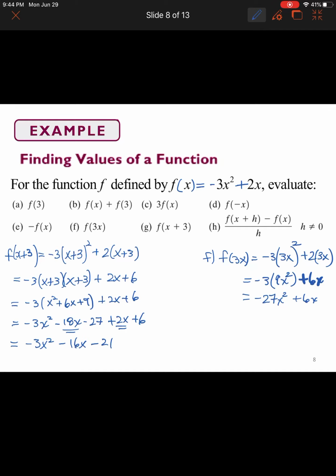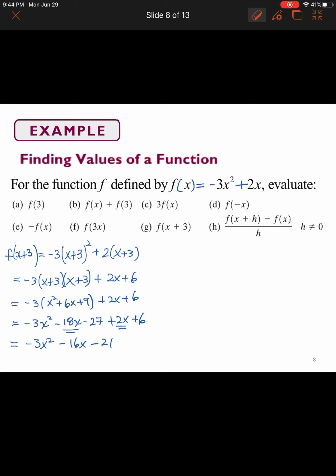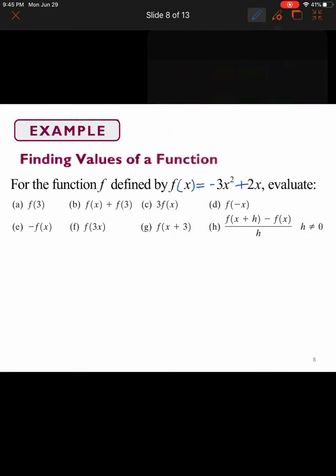Now, this last one right here, part H, is way scarier than what it is. Let's just clear off that piece right there. But just go back and make sure you can do part G. Part H is going to need a little space, so I need to get rid of all of this. All right, here we go.